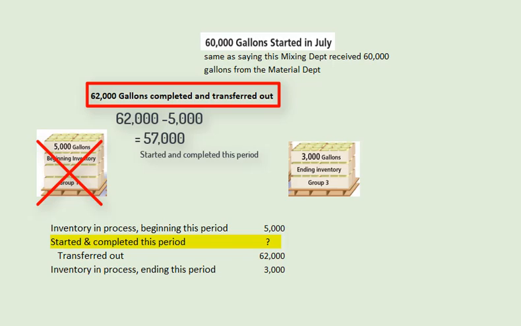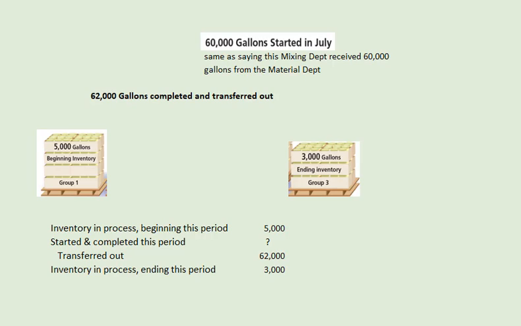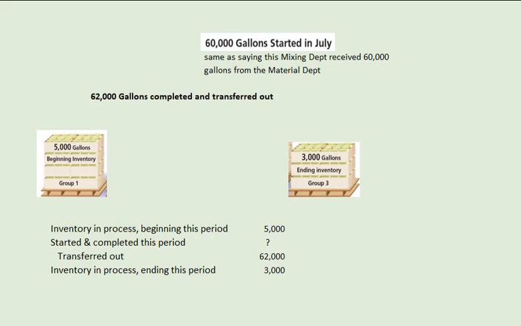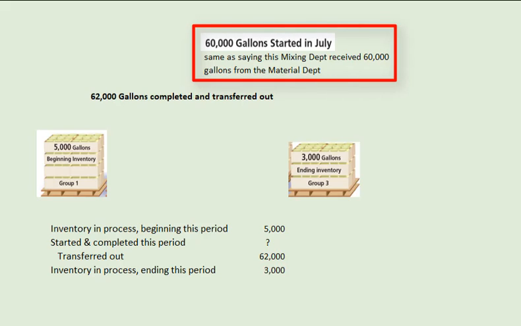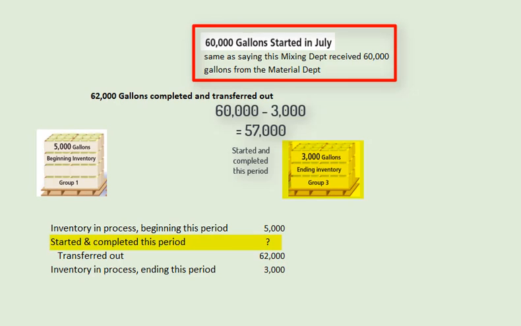Alternatively, you know that 60,000 gallons was started in the period. This 60,000 gallons was received from the material department. If 60,000 gallons was started during the period, and there are 3,000 gallons in ending work in process inventory, the answer is 57,000 gallons. 60,000 gallons minus 3,000 is 57,000.